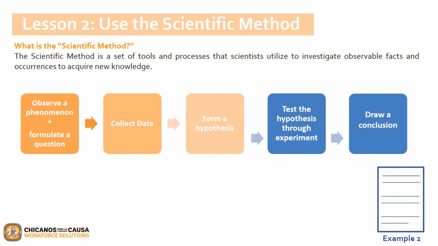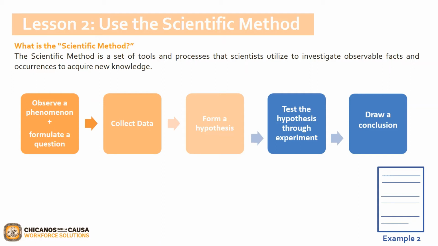Step 3, forming a hypothesis. A hypothesis is an educated guess about the answer to the question formulated in step 1. That is, this is an educated guess on why step 1 is actually happening. If we were to know for fact the reasoning behind it, then it would not be part of the scientific method, and it would not be something that we would be observing and then formally drawing a conclusion to solve it.